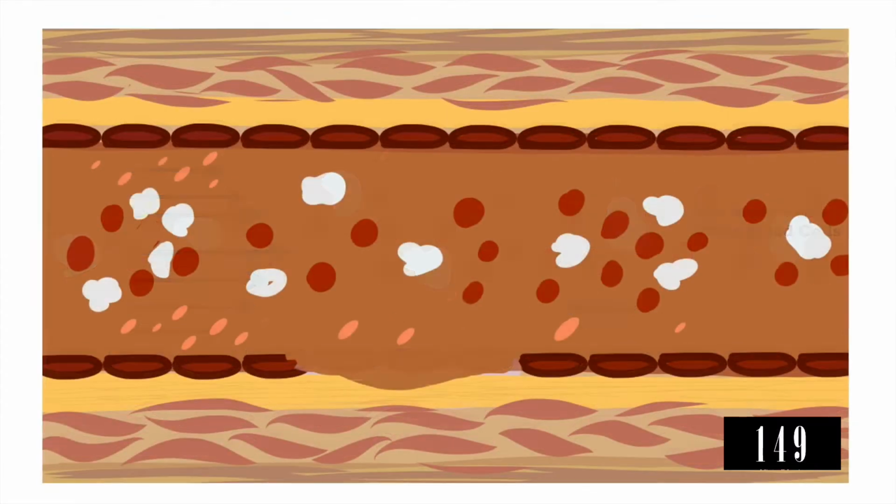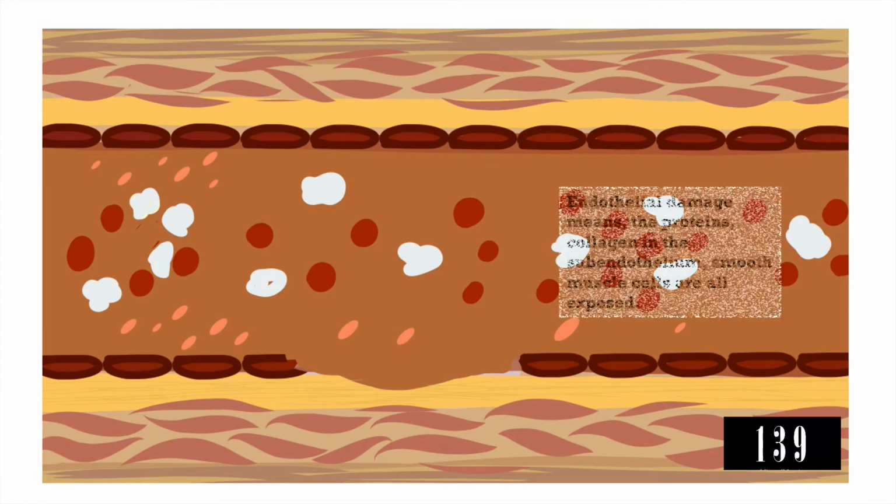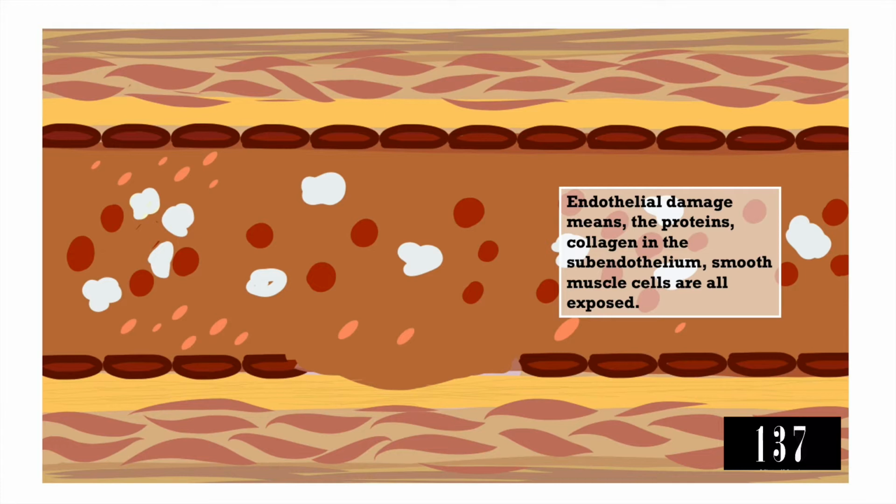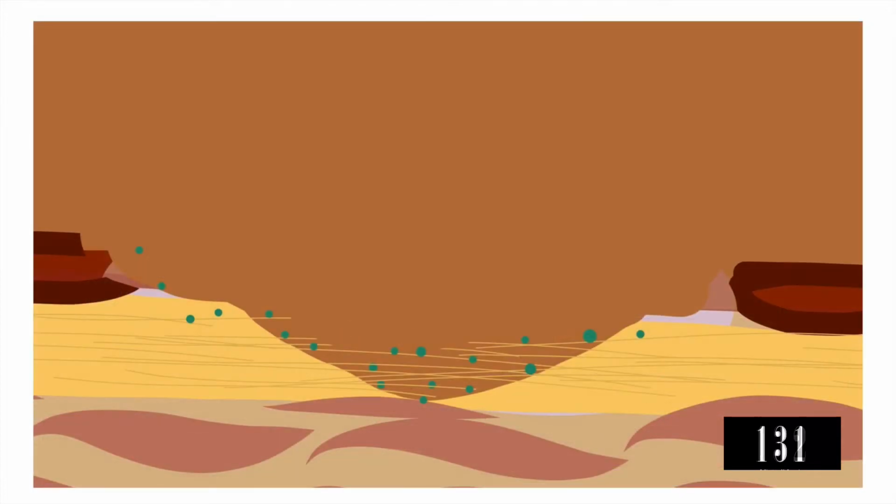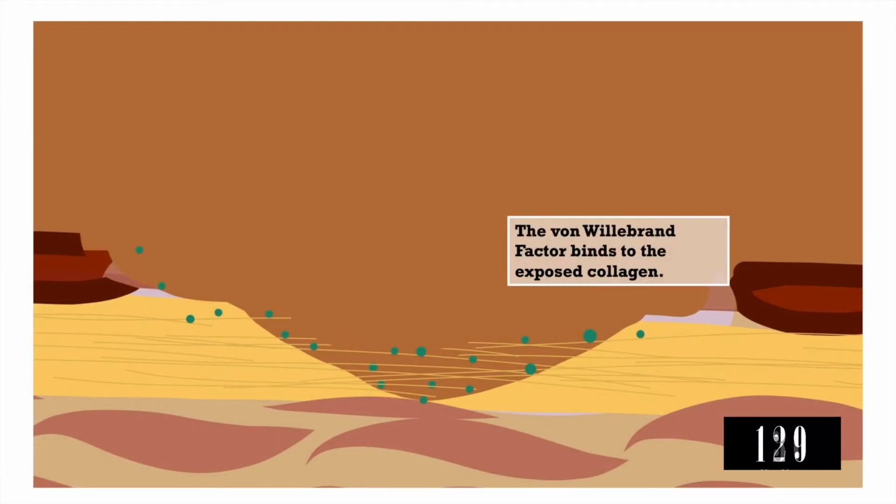Now, when there is an injury, the subendothelial layer is exposed. This means the smooth muscle cells, the collagen, they're all exposed. There is also vasoconstriction to prevent excessive bleeding. The von Willebrand factors stick to the exposed collagen and get activated.